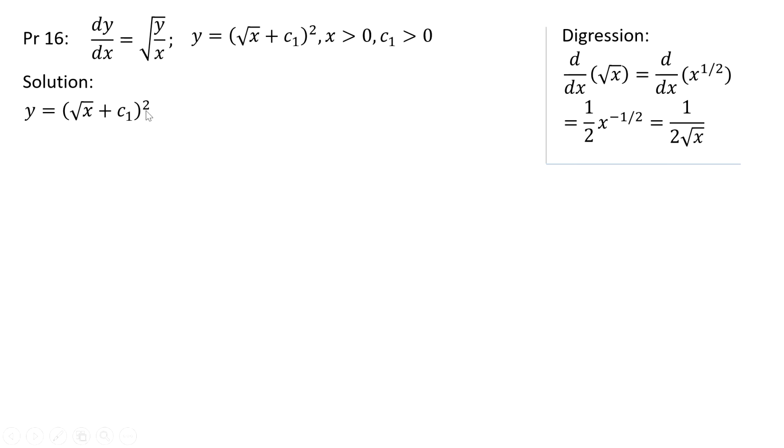Now, how do we do this? We could FOIL this out and then differentiate. That's one possibility. Or we could apply chain rule. y prime is 2 times this whole quantity times the derivative of square root of x plus c1. But the derivative of c1 is 0 because the derivative of a constant is 0. And like I said, the derivative of square root of x is 1 over 2 square root of x. That's what I did. Cool? Now, 2 and 2 cancel each other out, and we are left with square root of x plus c1 over square root of x.